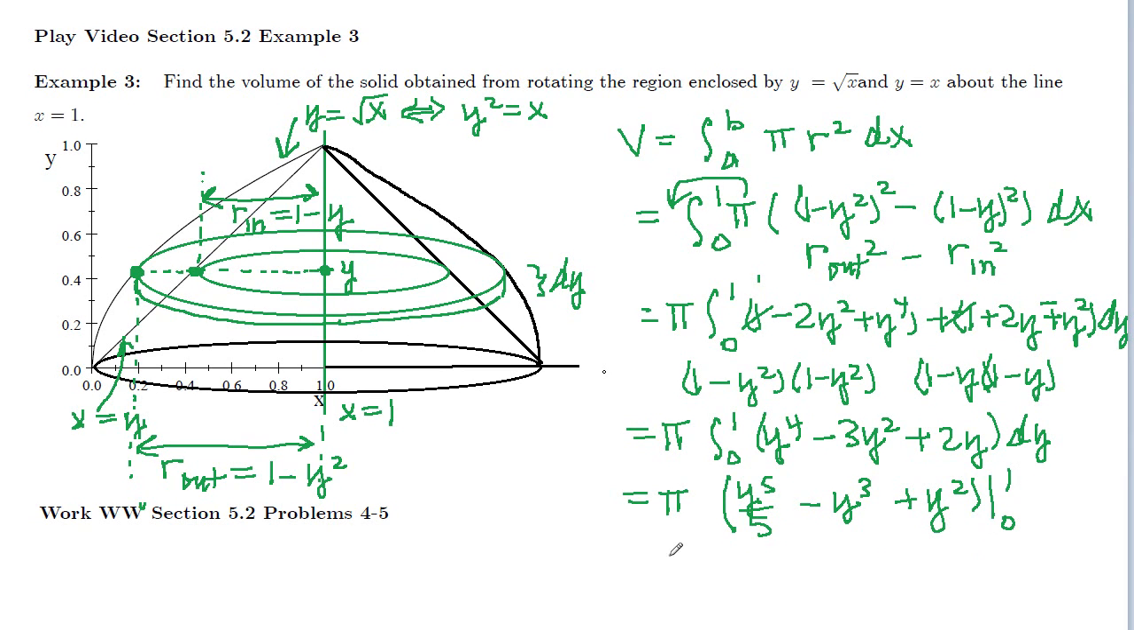So when you plug in 0, you just get 0. So all you have to do is plug in 1. So this is pi times 1/5 minus 1 cubed plus 1 squared. And then this is negative 1 and positive 1. They cancel. This is just 1/5 pi.